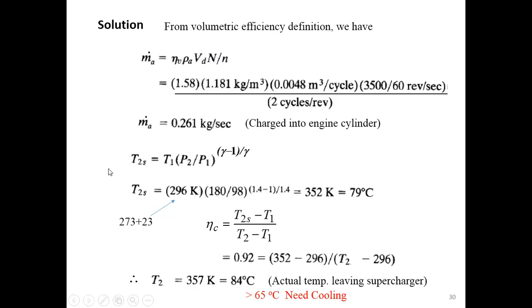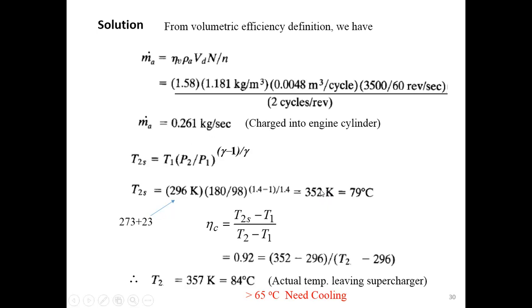Then we use the isentropic relationship. If our compressor runs under isentropic condition, the outlet temperature will be according to these expressions. We know T1, because we know the ambient conditions, which is 23. We know the outlet pressure, and we know the inlet pressure. It is air. So the outlet temperature under isentropic condition will be what? 355 Kelvin or 79 degrees Celsius, which is already higher than 65.